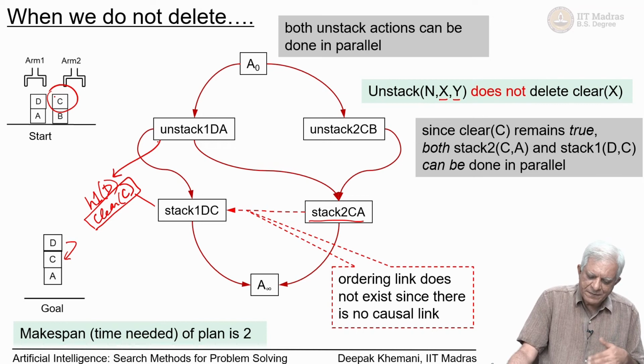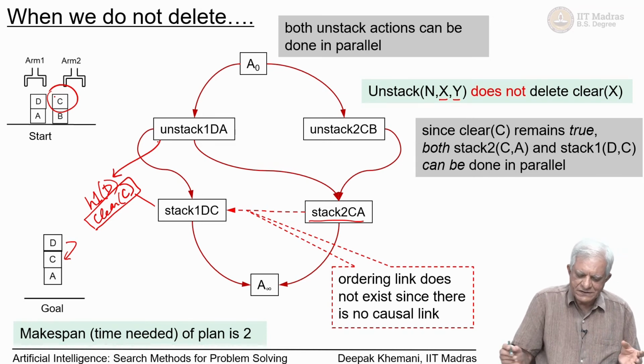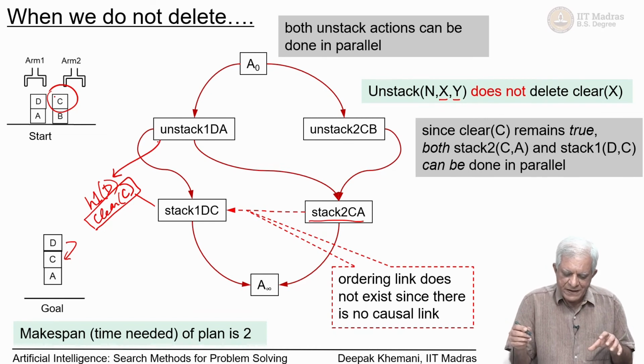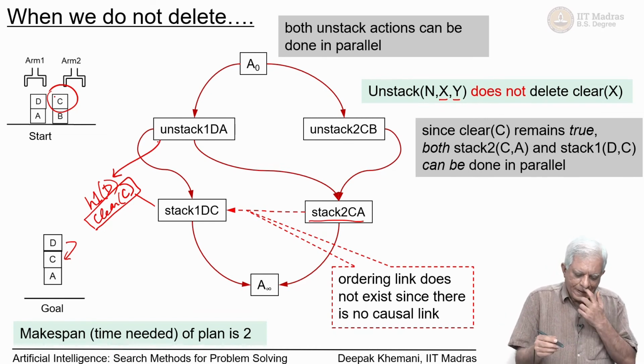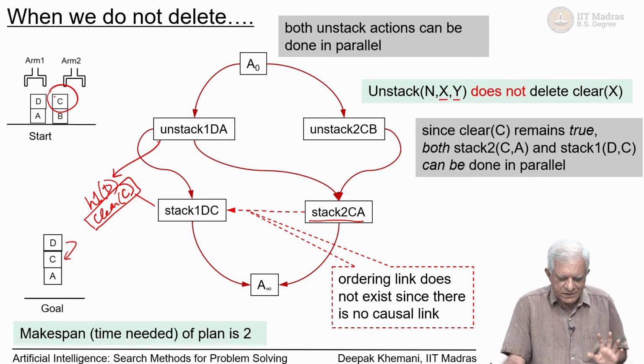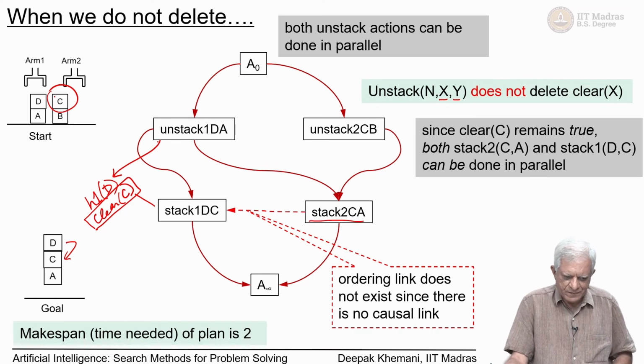And you can see that this happens in two time steps. In the first time step, the two robot arms unstack D and C respectively. Then in one step, D is stacked onto C and C is stacked onto A. A is on the table, if you remember, and we have a shorter plan.